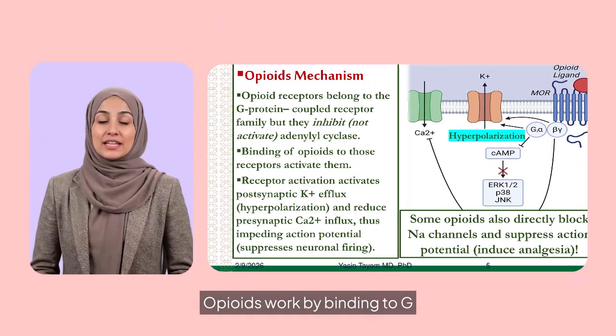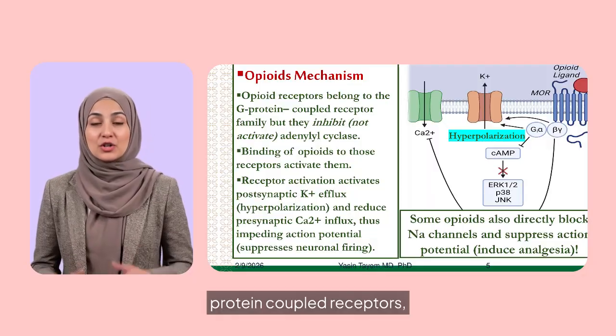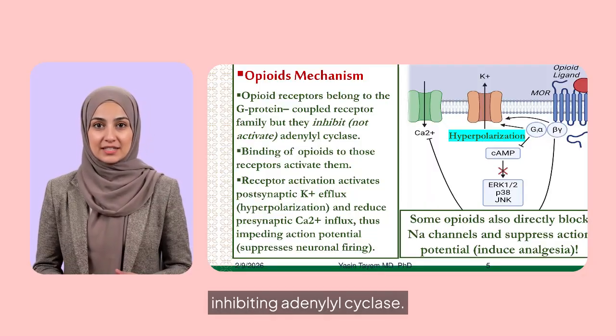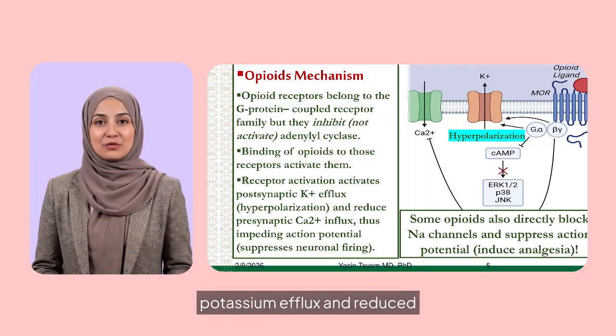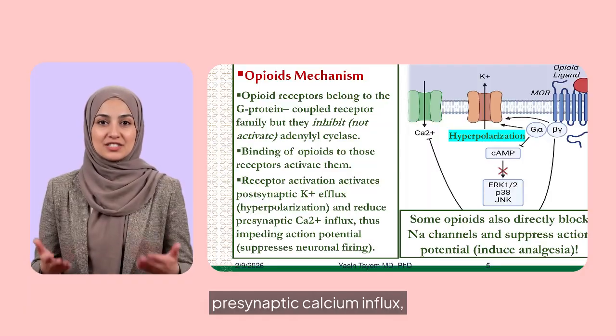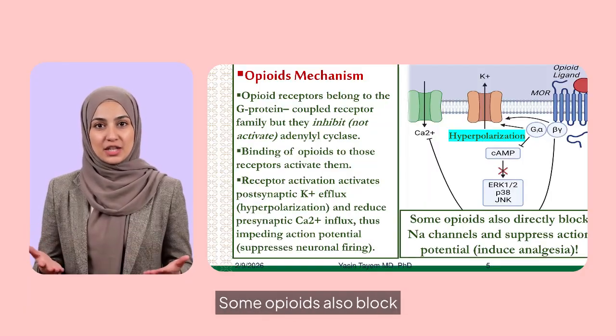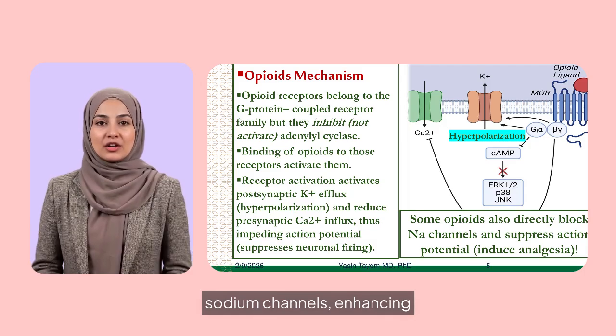Opioids work by binding to G-protein-coupled receptors, inhibiting adenylyl cyclase. This leads to postsynaptic potassium efflux and reduced presynaptic calcium influx, suppressing neuronal firing. Some opioids also block sodium channels, enhancing analgesic effects.